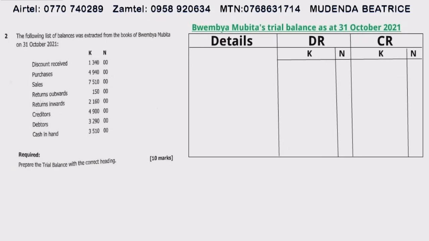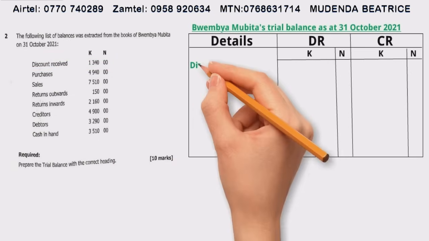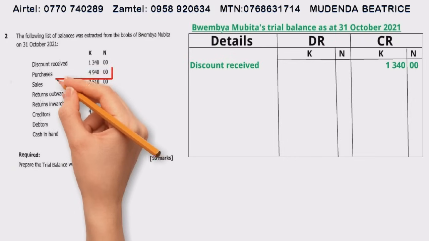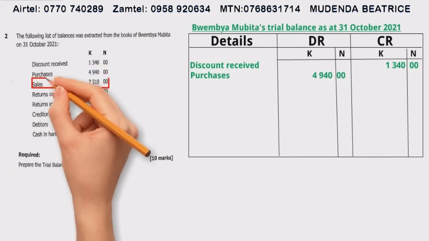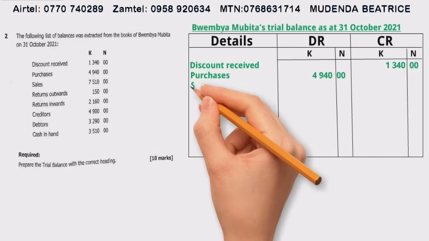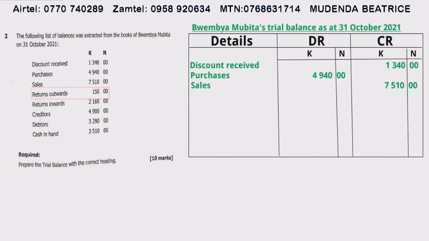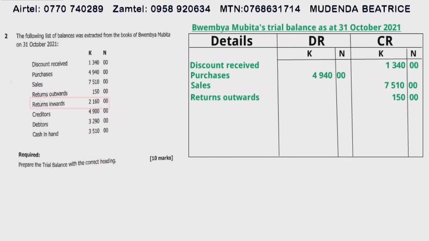Once we've done that, then we go to the book balances that are given. So let's start with the discount received. Discount received, which is 1,340 kwacha, will be written under credit. Then purchases, we are going to debit purchases, which is 4,940 kwacha. Sales we will credit, that is 7,510 kwacha. Returns outwards, we are going to credit that one as well, which is 150 kwacha. Returns inwards, we are going to debit this one, which is 2,160 kwacha.